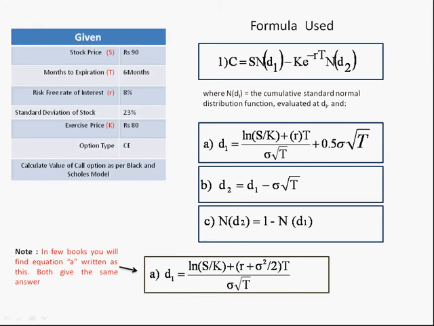So the stock price I have taken as 90. Months for expiration is around 6 months. The risk-free interest rate is 8%. The standard deviation is around 23% that I have taken, and the exercise price is around 80 rupees. The option that we have to calculate is the call option.